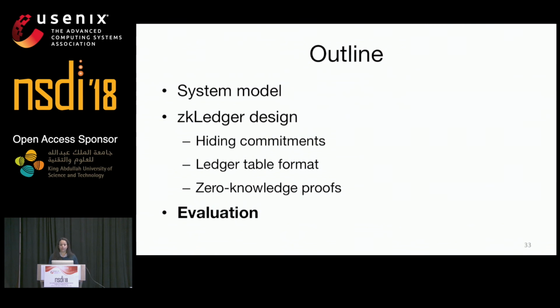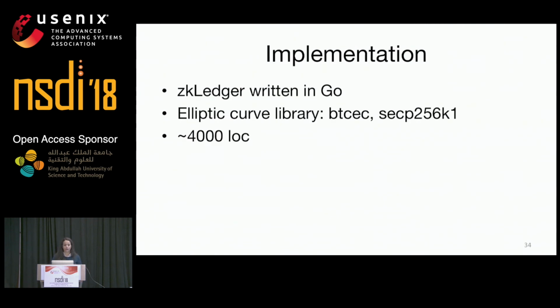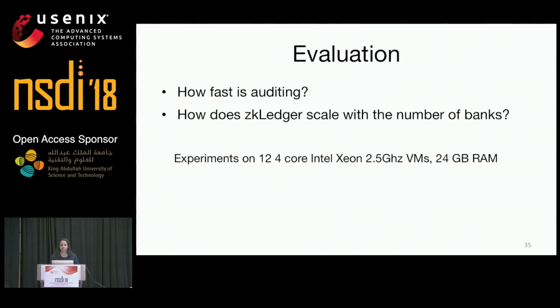Now I want to tell you a little bit about the performance of zkLedger. To start with, its implementation is as follows. It was written in Go. We use an elliptic curve as our underlying group for the commitments and the proofs. We use BTCEC, which uses the curve secp256k1. And zkLedger itself is around 4,000 lines of code. Our evaluation tries to answer the following. How fast is auditing, given that the auditor has to compute over these commitments and verify all of these proofs? And how does zkLedger scale with the number of banks, since every transaction has to include an entry for every bank? We run these experiments on a set of 12 virtual machines.